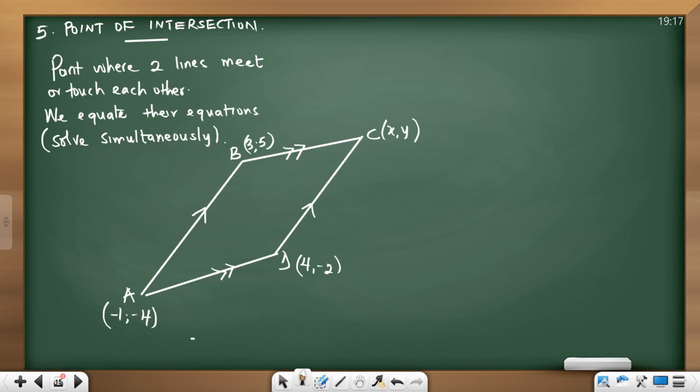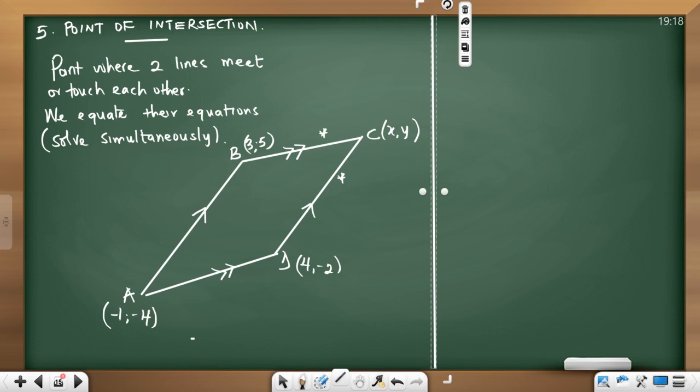But what I see right now is that C is a point of intersection between BC and DC. So basically, I'm looking at this line and that line. I therefore need to get the equation of those two lines. Now, watch what I'm going to do. I'm going to revise everything I've done so far. For me to get the equation of BC, I need the gradient. But I do not know the gradient.